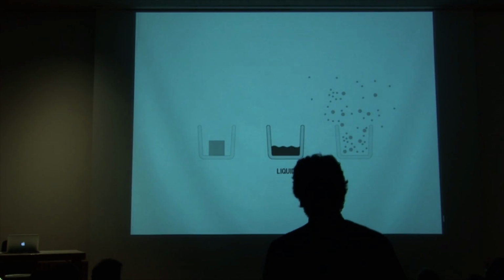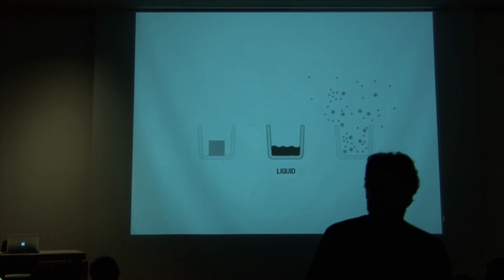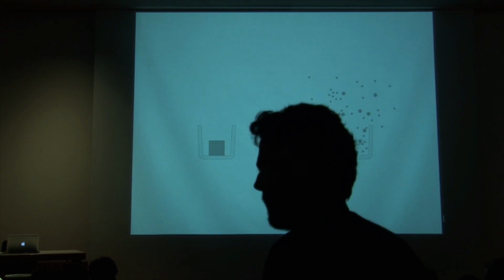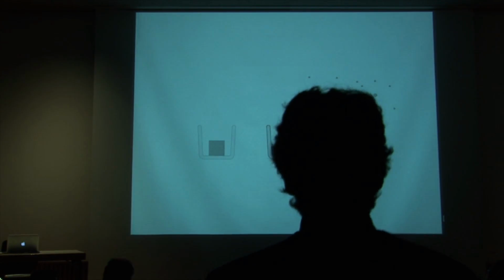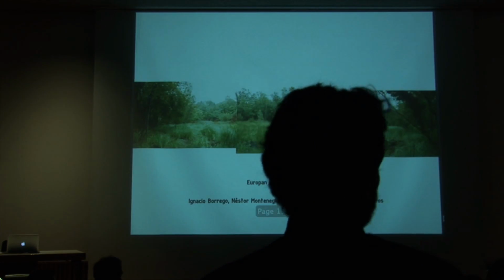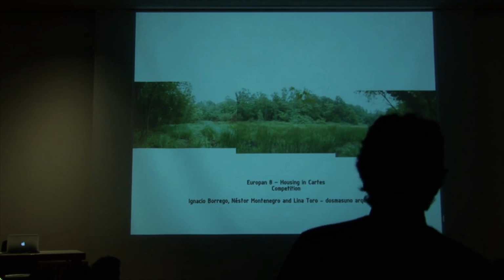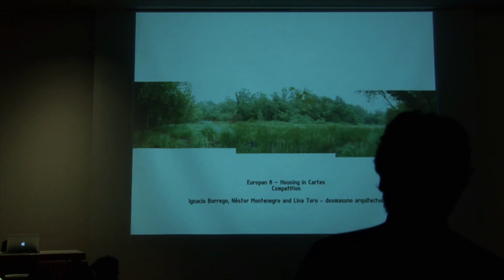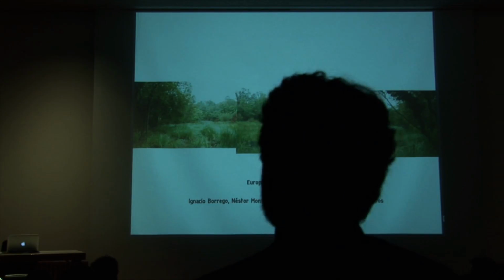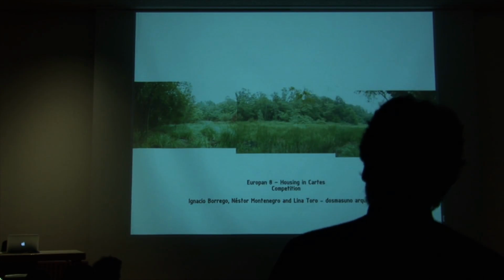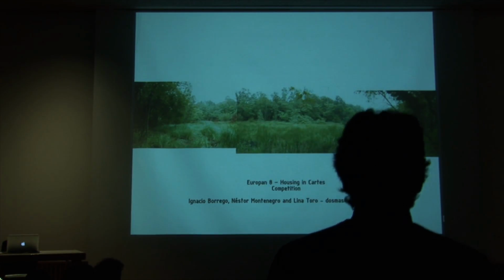Okay, and now we turn into liquid. So sometimes projects have more volume to move. They have more possibilities to react with the shape, and they adapt their shape to the context, but they do not occupy it completely, like liquid water. This is Europan 8 in Cartes.